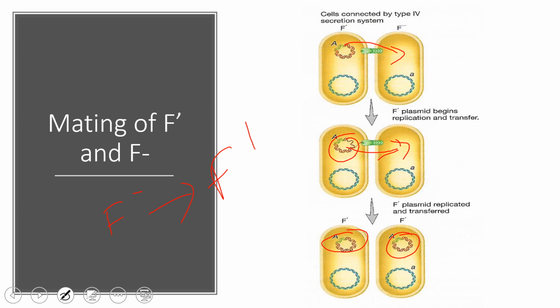So what actually happens is that if we keep the female bacteria to mate with the F plus bacteria, then it will form the F plus. If it mates with the Hfr, it will be Hfr, and if it mates with the F prime, it will be the F prime. So it is very easy.